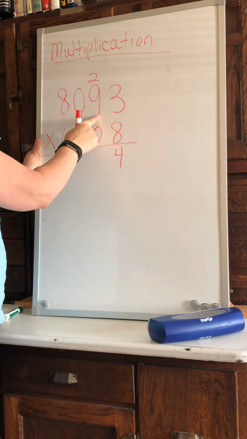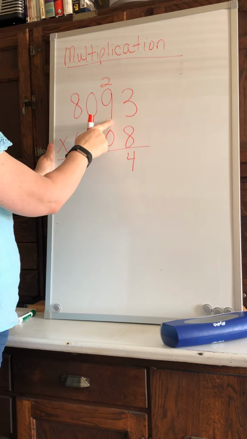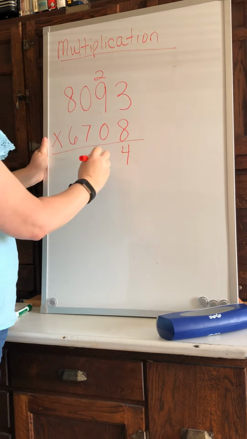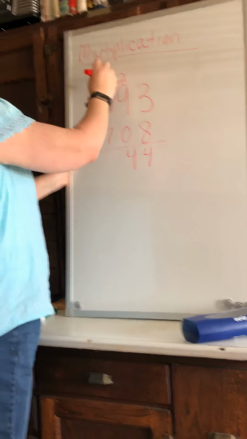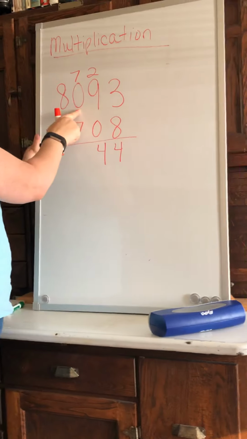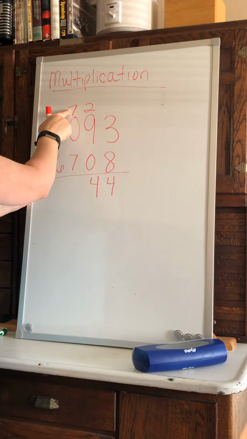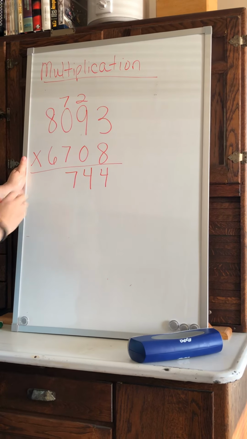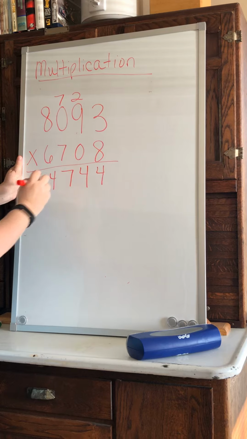8 times 9, 72. Plus 2 is 74. 8 times 0 is 0. Plus 7 is going to be 7. 8 times 8 is 64.